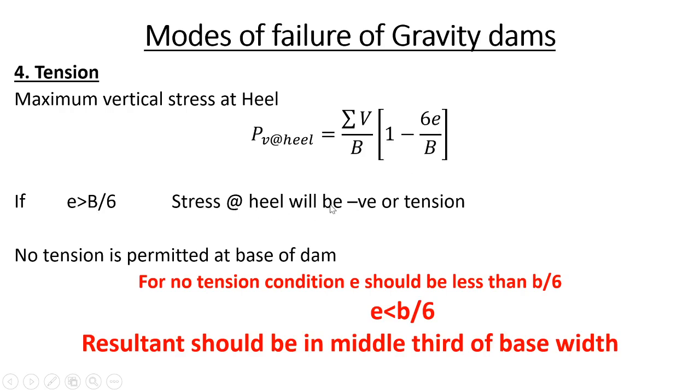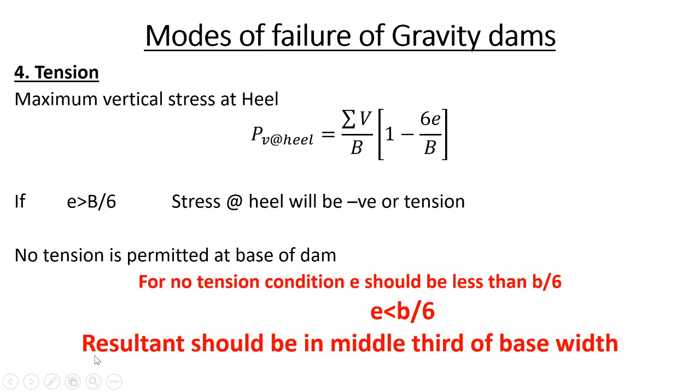Stress at heel will be negative. Negative indicates it is tension. So if you are constructing any structure, no tension is permitted at the base of the dam or base of any structure like foundations. So for no tension condition, the value of e should be less than b by 6.